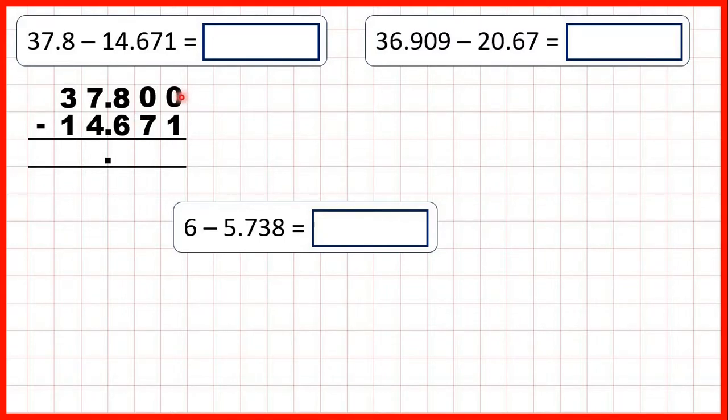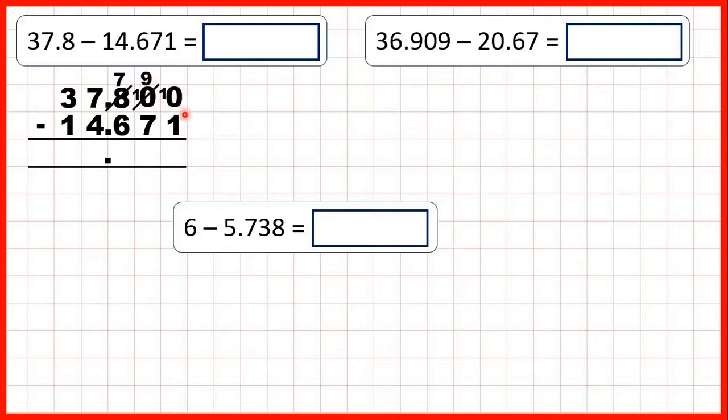So we can't do 0 minus 1 using the column method, and we can't exchange with the place value to the left because we have a 0. So we need to go all the way over to the tenths and exchange one of those tenths for 10 hundredths. Then we can exchange one of those hundredths for 10 thousandths.